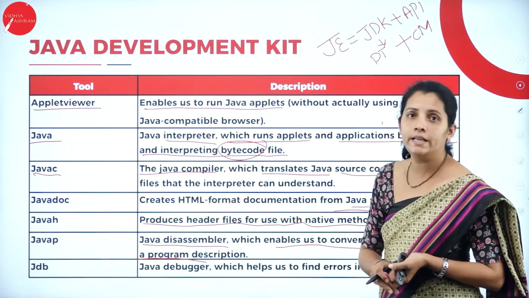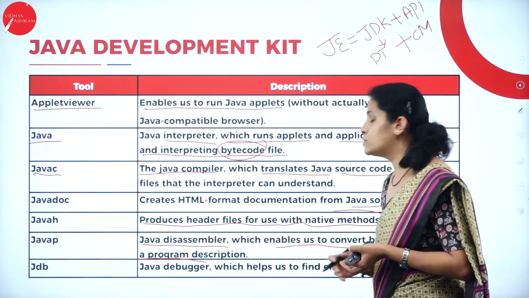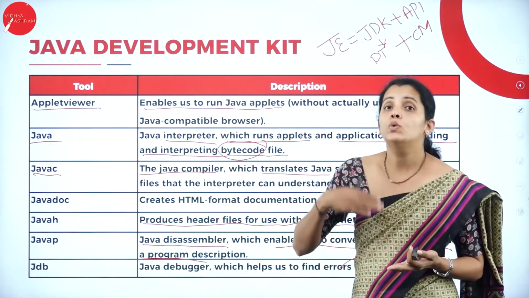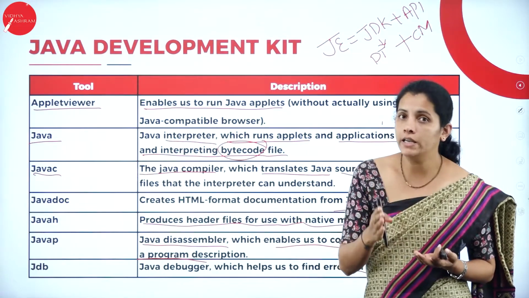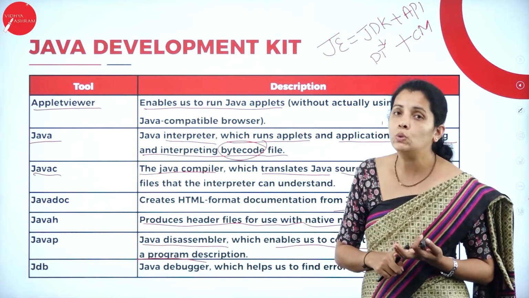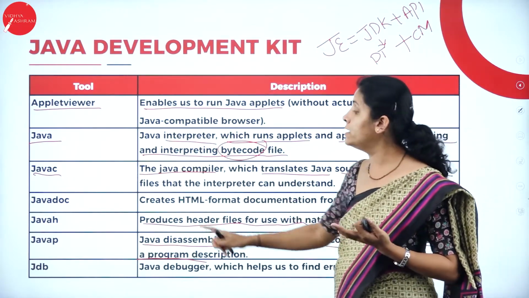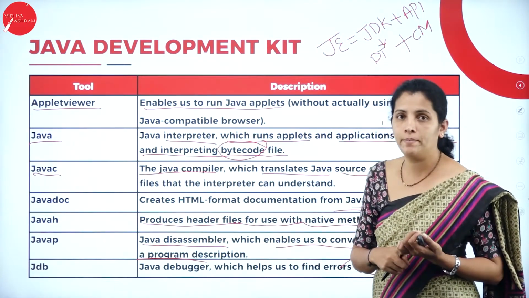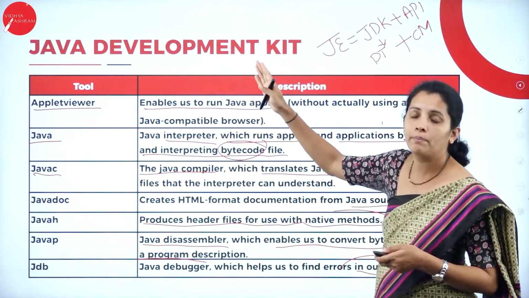That is nothing but JDB. So here the Java debugger, which helps us to find the errors in our program. That means whenever I want to find the error or to run my program, I require the Java debugger. These are some of the very important Java development kit tools. To check the errors and to run my program, I require JDB. So what is JDB? Here JDB is nothing but the Java debugger. These are some of the tools that come under the Java development kit.